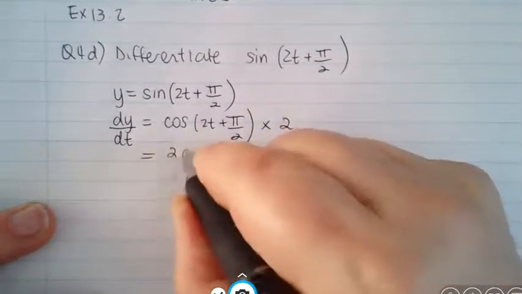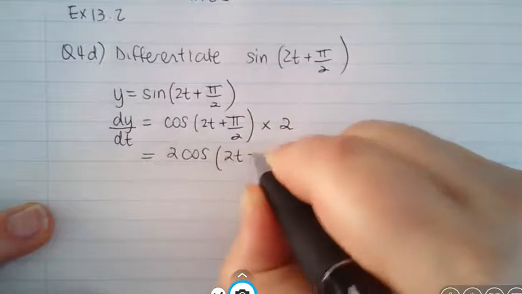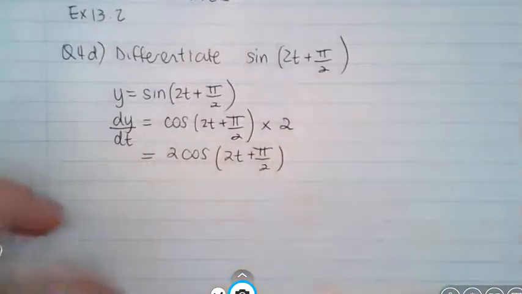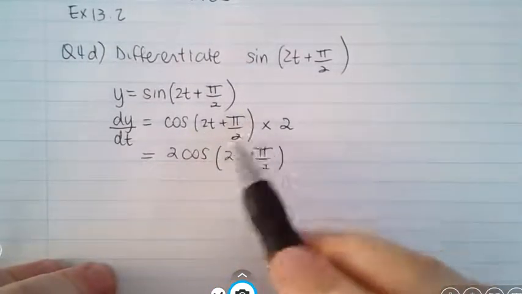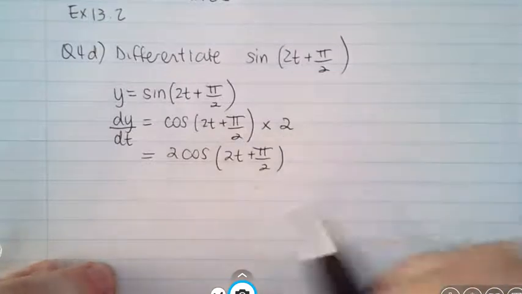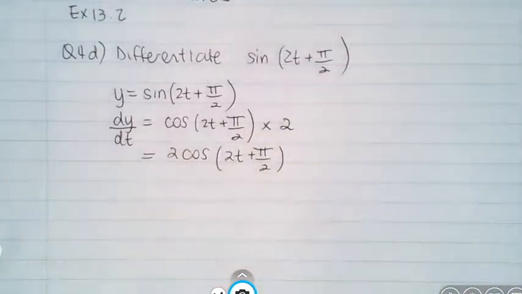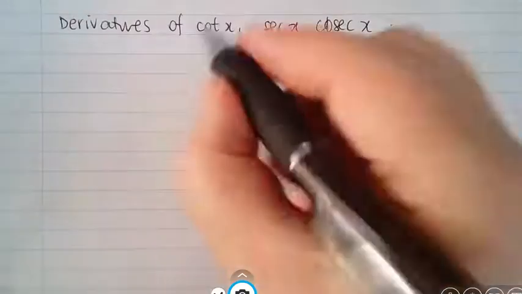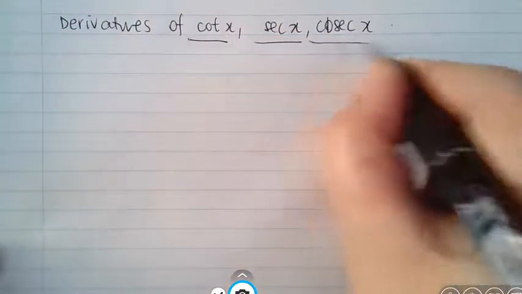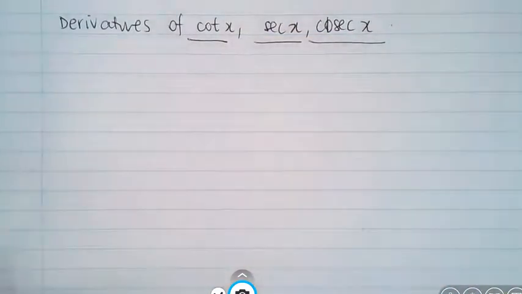No, this is correct. Because if you differentiate 2t plus pi on 2, you get 2, and pi on 2 is a constant, and you lose that. So it's just 2 cos 2t plus pi on 2. Look at our derivatives of cot x, sec x, and cosec x. There are no rules for that on your formula sheet.